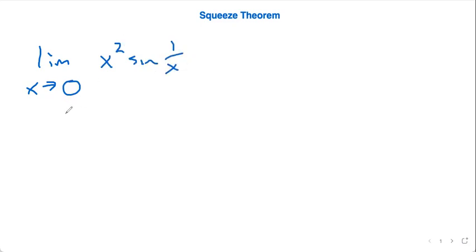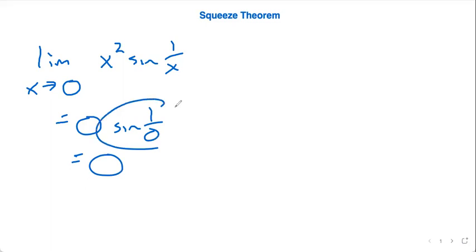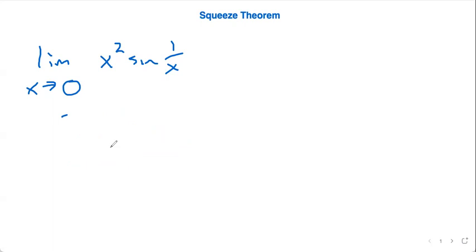If you start by plugging in, you're getting 0 and then sine of 1 over 0, because 0 squared is 0. And you might be like, okay, the answer is 0. And while that might look true, technically this is undefined, and sine of undefined, you can't really just ignore it, okay? So that's kind of out.